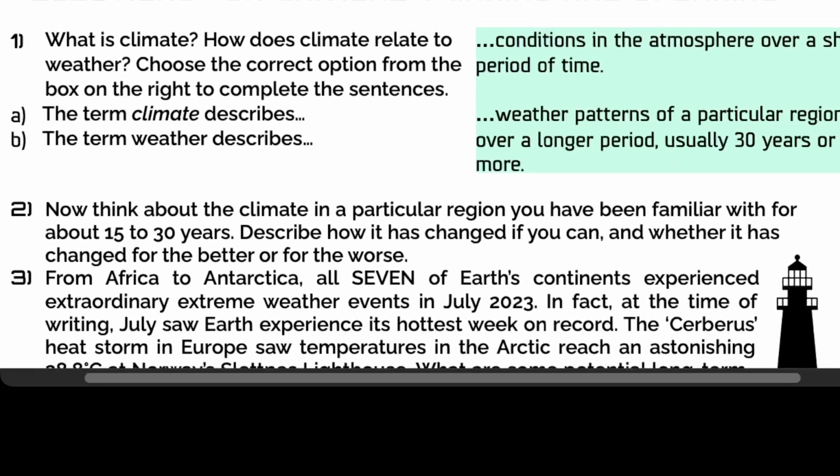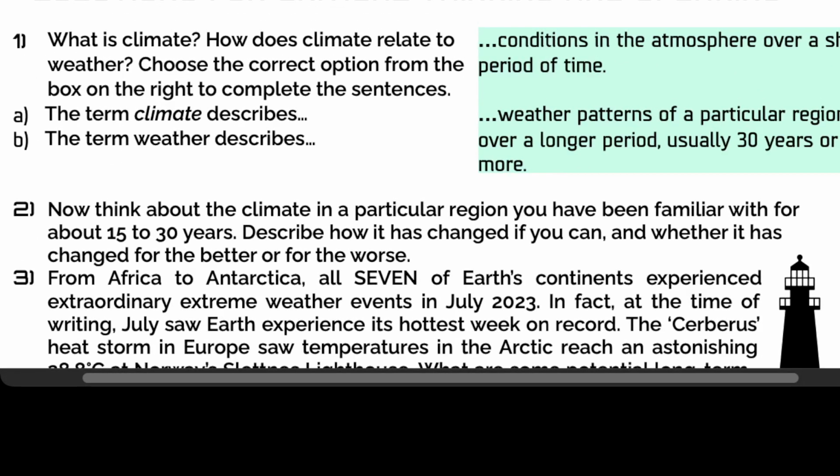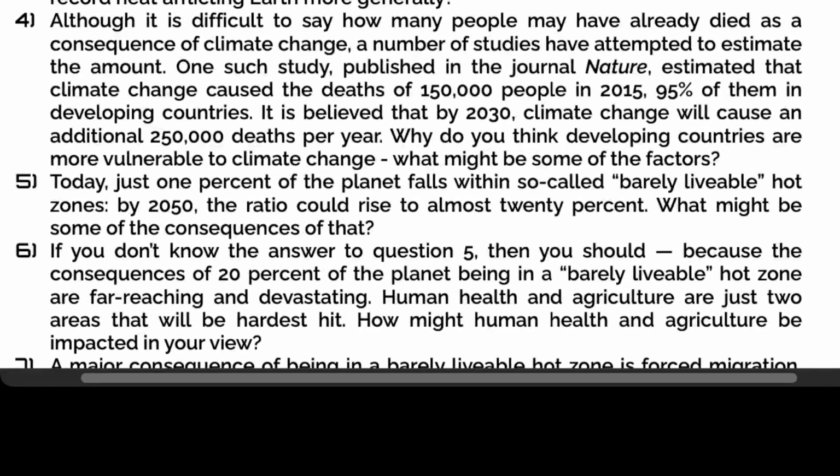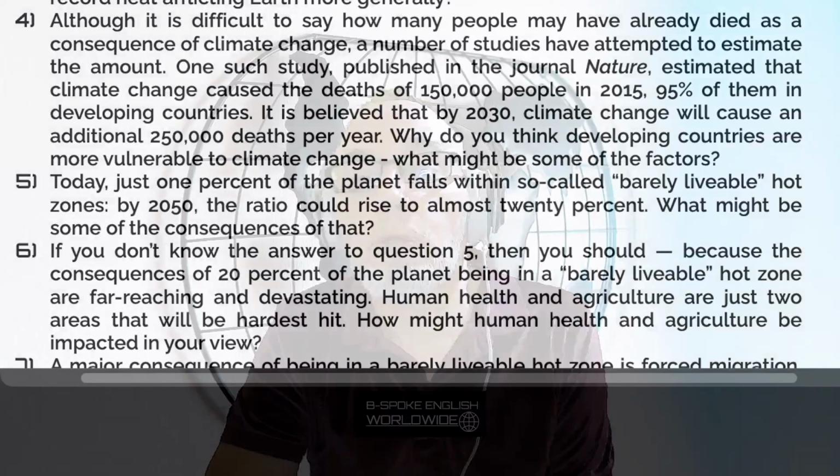And then there are the questions for critical thinking and speaking. So let's look at question 5, for example. So let's read it, see if you can understand me. Today, just 1% of the planet falls within so-called barely livable hot zones. By 2050, the ratio could rise to almost 20%. What might be some of the consequences of that? So you see, you have to think carefully about the questions and try to answer them. It's quite challenging, but it gives you the opportunity to express complex ideas.